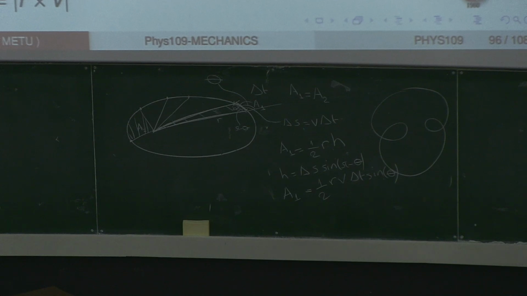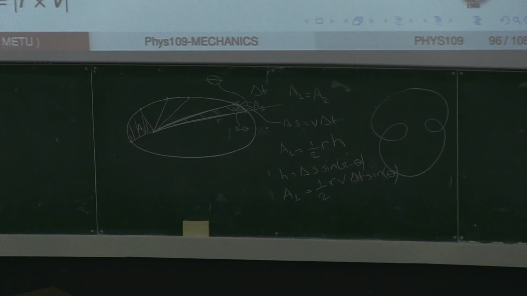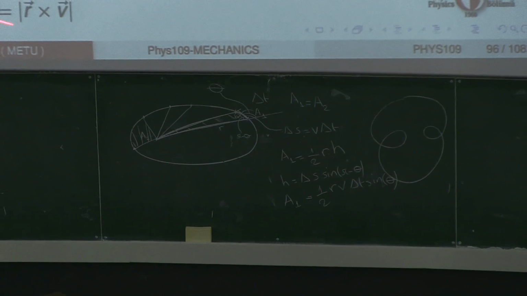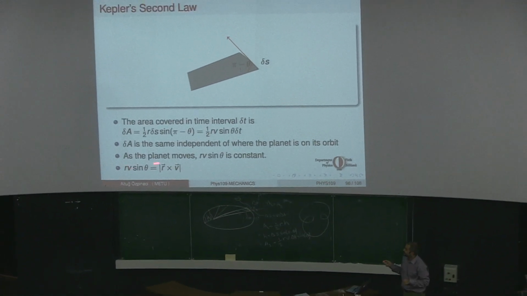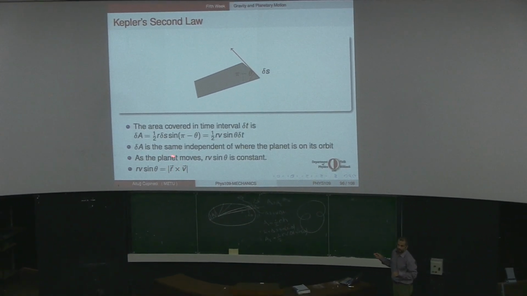Okay, just one observation. We have r, the position vector relative to the sun. v is the magnitude of the velocity vector. Theta is the angle between them. So if you multiply the magnitudes of two vectors and multiply this product by the sine of the angle between them, remember in the first week we defined a vector product. This is nothing but the magnitude of the vector product of these two vectors.